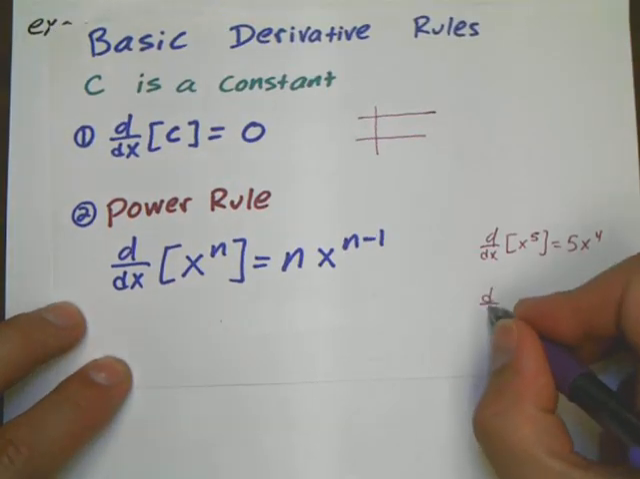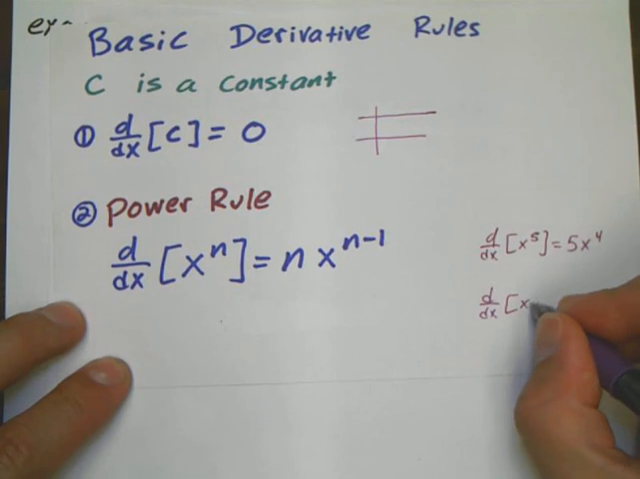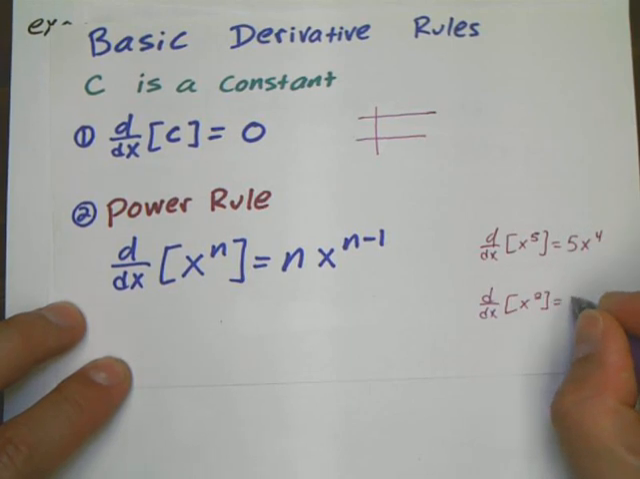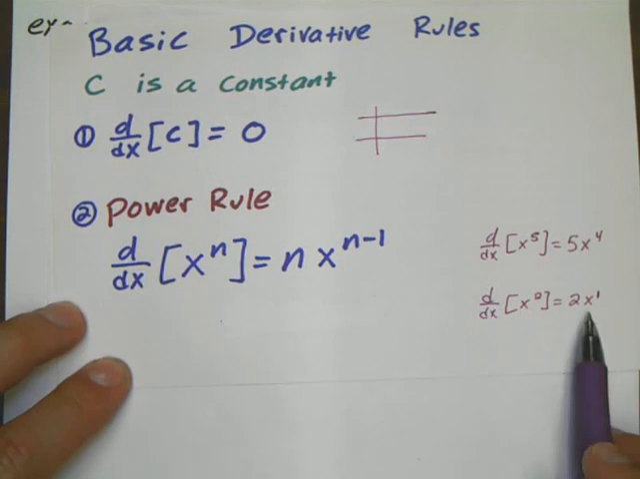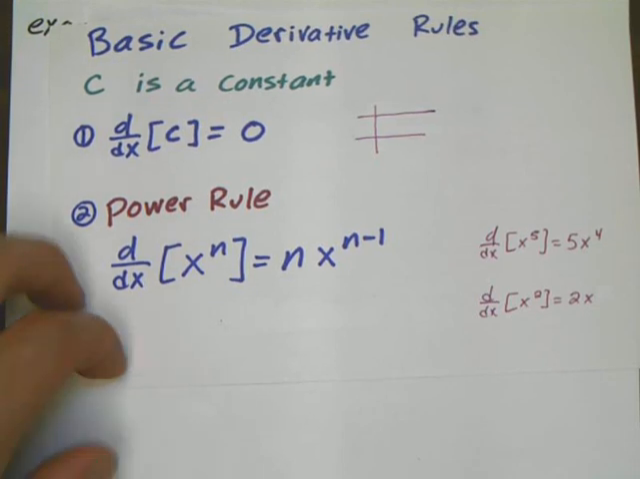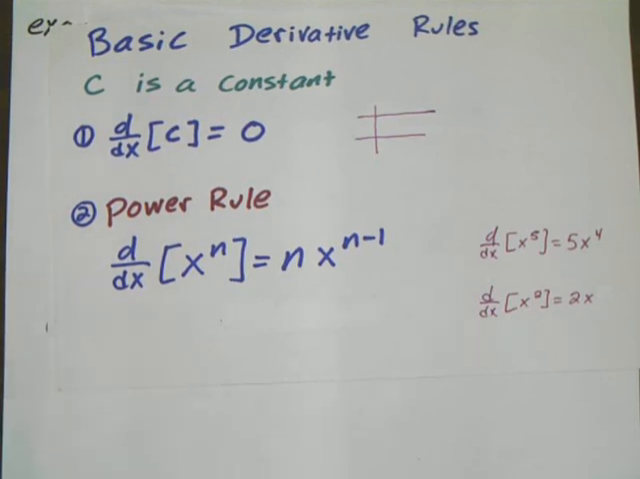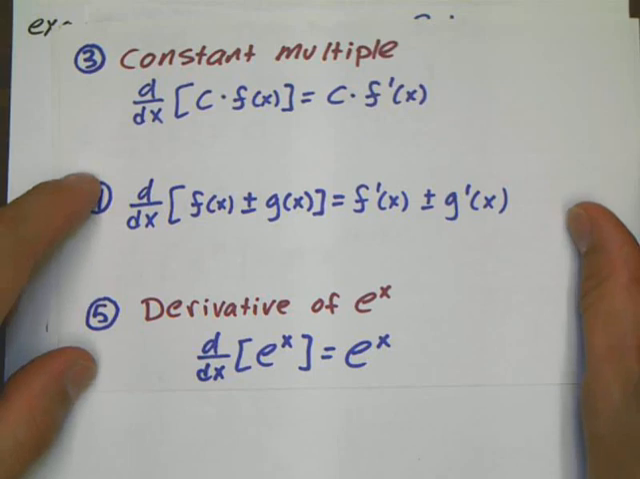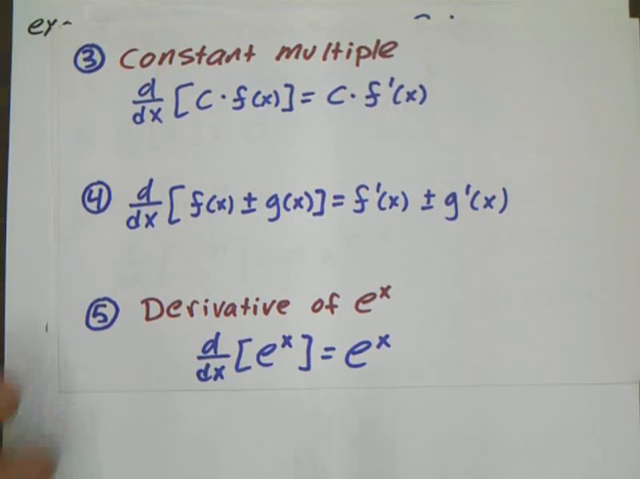If you want to find the derivative of, let's say, x squared, it's going to be drop the power in front, subtract the power by 1. And we don't usually write this little 1 in the exponent spot, so I'm just going to leave it as 2x. Alright? That's simple. Next 3 rules are going to be these ones.